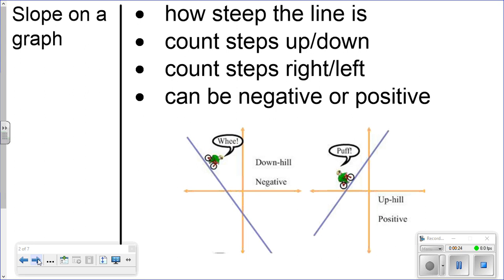Remember that the line can be negative or positive. If it's negative, it's going to be going down and to the right. If it's positive, you're going to go up and to the right.